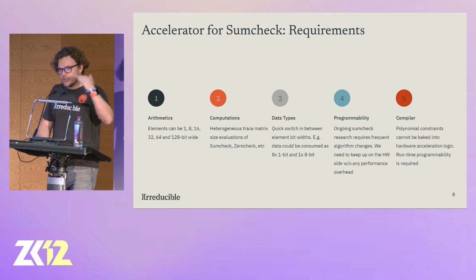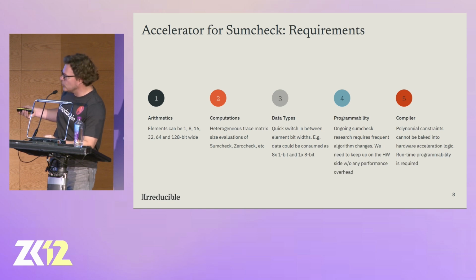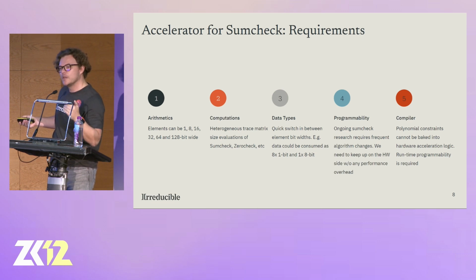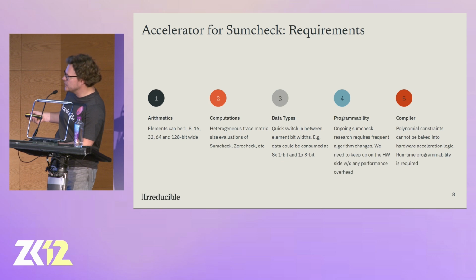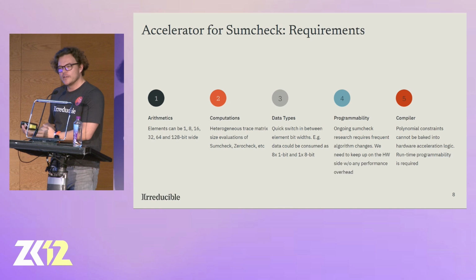There are quite a few, and I'm going to try to go the way we progress up the stack of computation. We start from the low-level side where we have basic arithmetic, and the first thing is that here we are dealing with different elements all the way from 1 bit to 128 bits. Why does this matter? It's instantly tricky for making custom hardware modules which do one thing and one thing only. There is essentially a need to support different sizes. Second, we are supporting heterogeneous trace matrix evaluations with sum check and zero check. This again creates a problem, right?